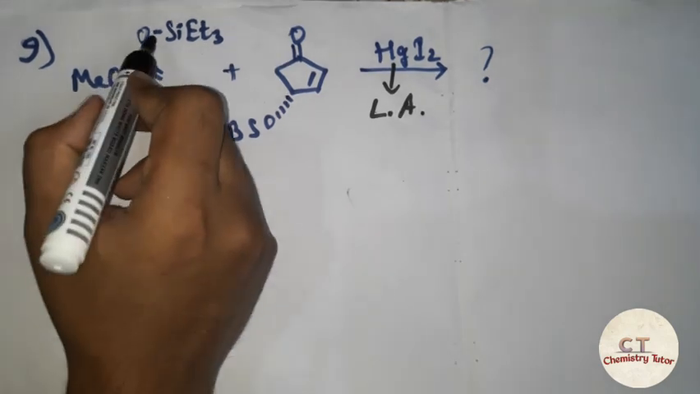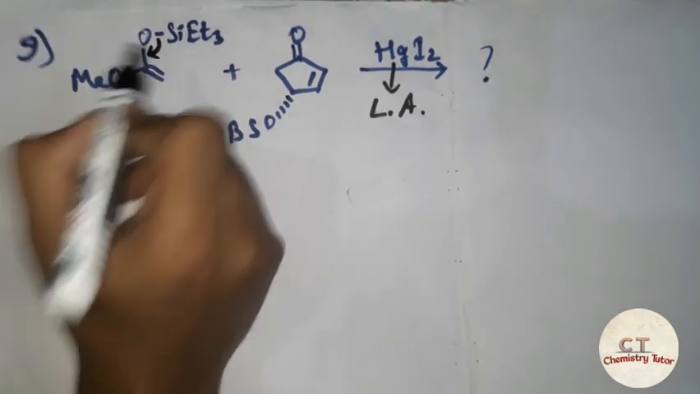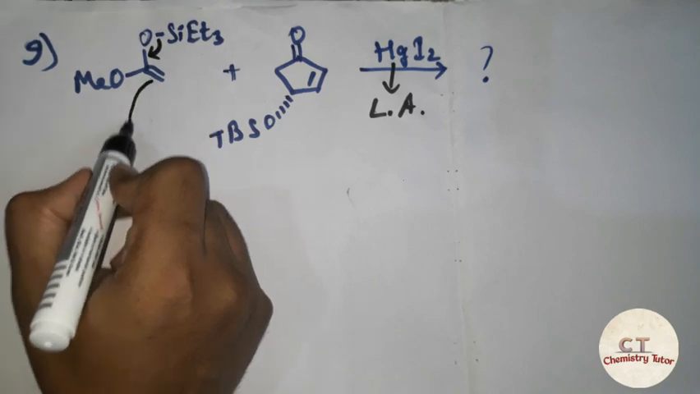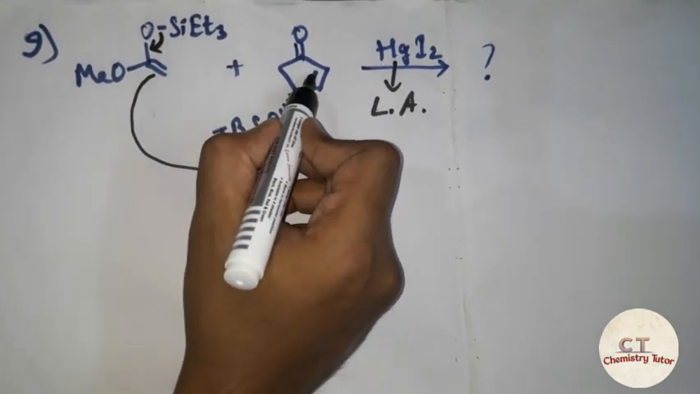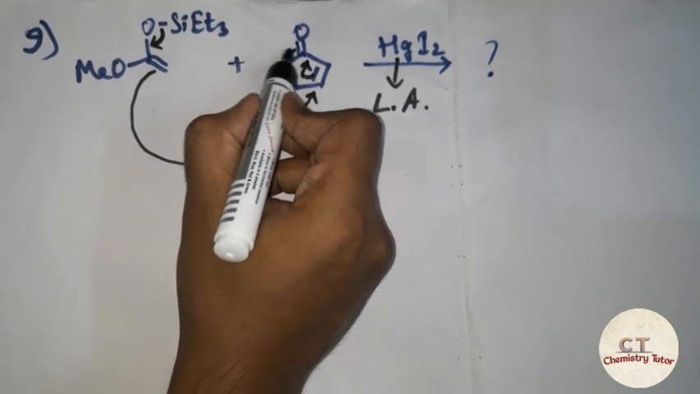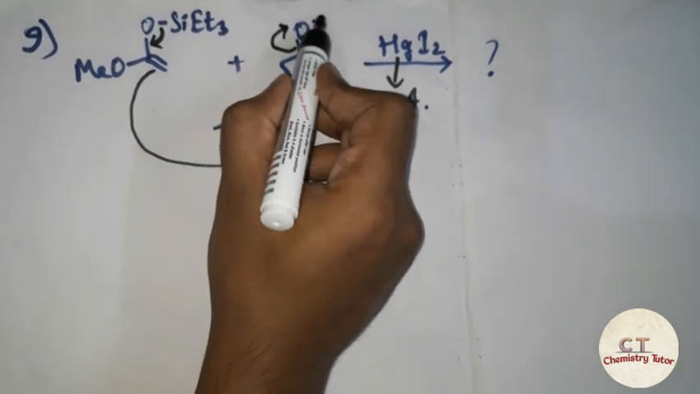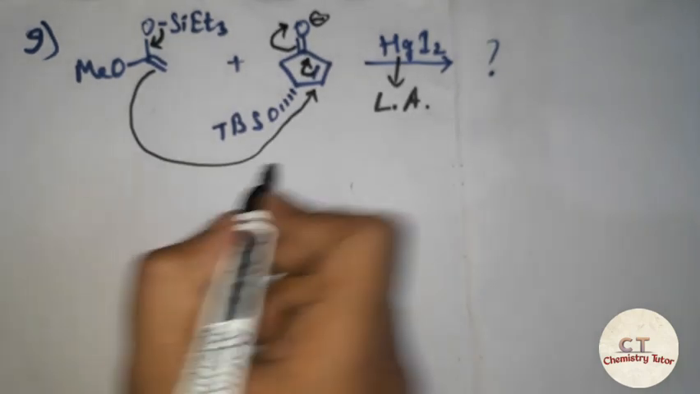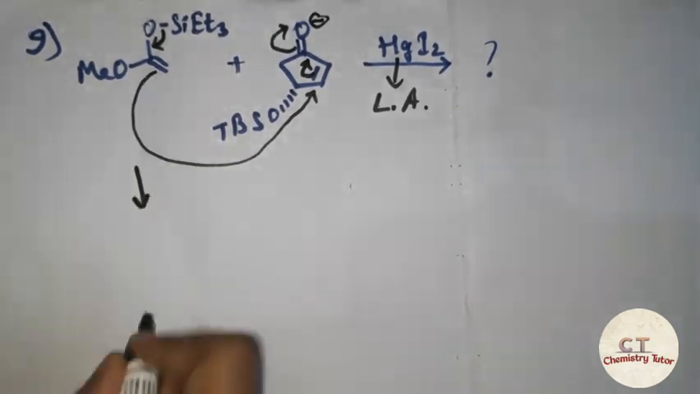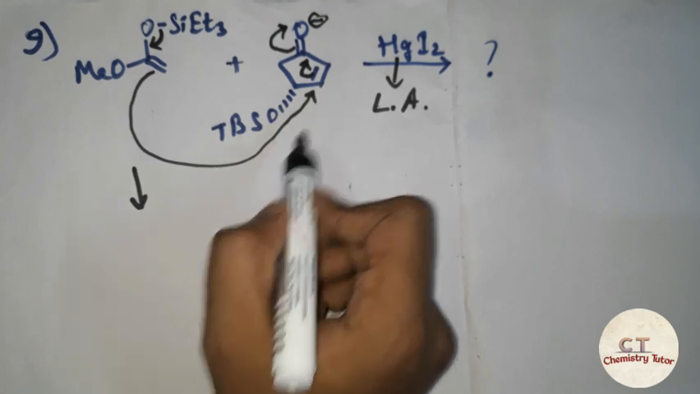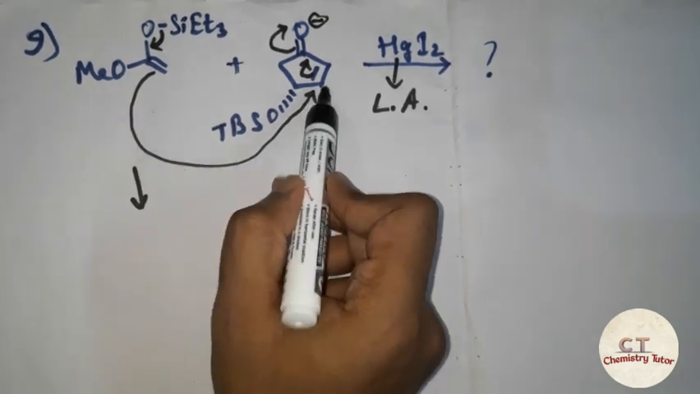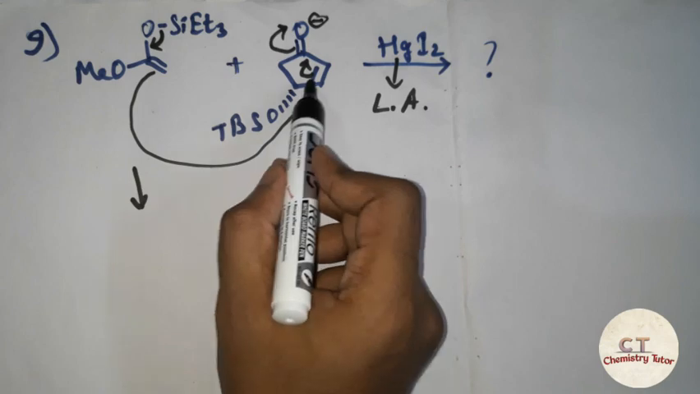Okay, so first of all this will come here and this is going to attack here through Michael addition due to the presence of this Lewis acid, and it will go there and a negative charge will develop there. So the product comes here to be this. Now the next thing is, what will be the stereochemistry here? Will it be above the plane or below the plane? It seems to be above the plane, right? But this will attack below the plane.